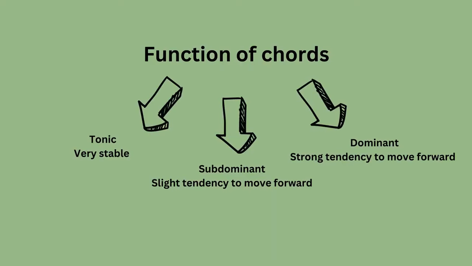At this moment, it is very important for you to understand why we need to learn these things in music theory. It is the function of chords. In harmony, tonic chord is always very stable. It doesn't have any tendency to move. Subdominant chord has a slight tendency to move forward. Dominant chord has a very strong tendency to move forward. That's why you always hear the chord is followed by the tonic.